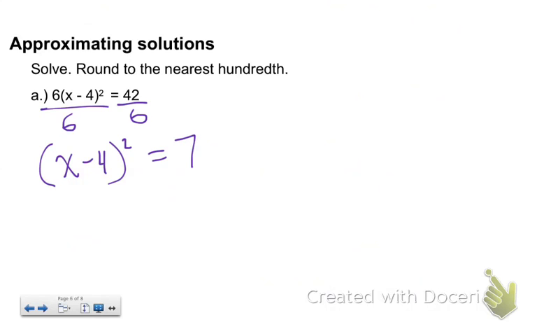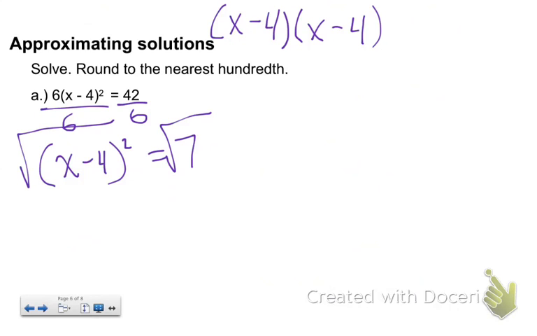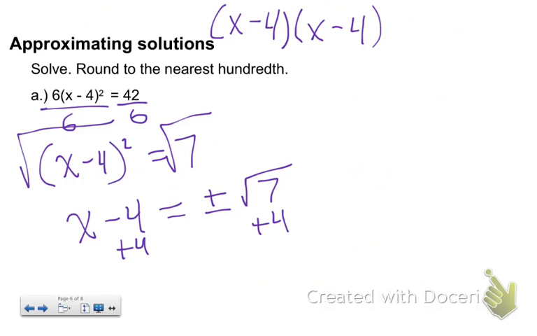Now remember, what that means is we still have x minus 4 times x minus 4. So I can still take the square root of that. Square root of x minus 4 squared, it just undoes the square. So I'm left with x minus 4 equals plus or minus the square root of 7. So now to get x by itself, I'm going to add 4 to both sides. So I end up with x equals 4 plus or minus the square root of 7.